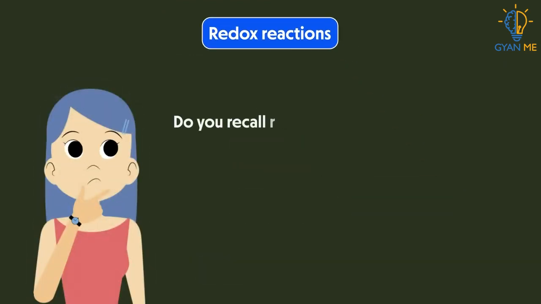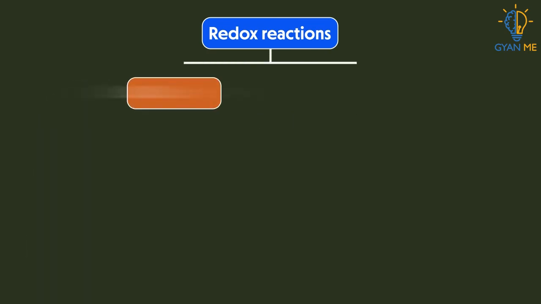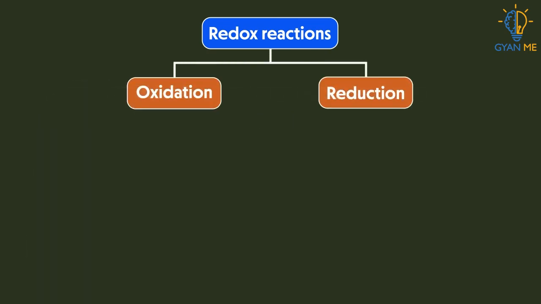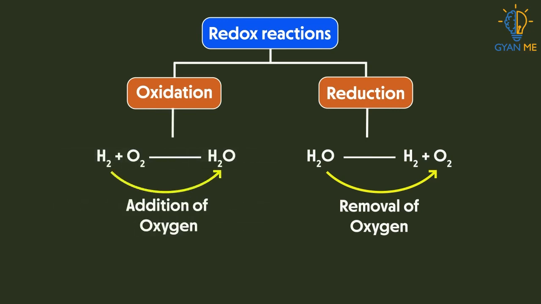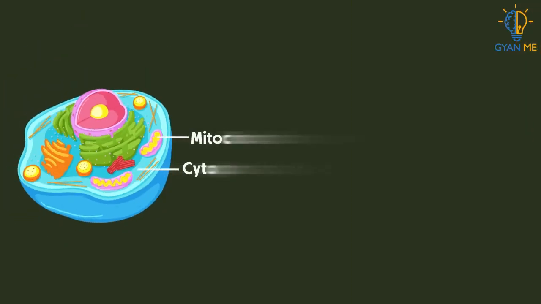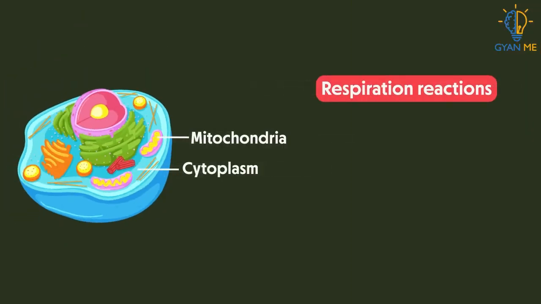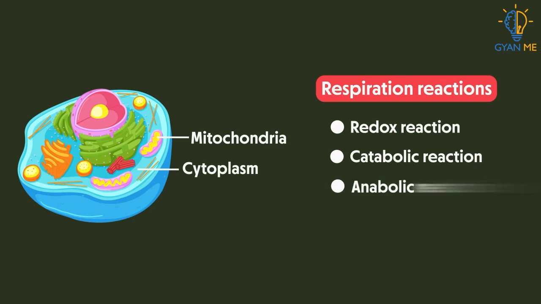Students, do you recall redox reactions? They are the set of reactions where oxidation and reduction happen simultaneously. You have already studied that a reduction reaction involves removal of oxygen and an oxidation reaction involves addition of oxygen during reactions. So let us see where all these respiration reactions, that is redox reactions or catabolic or anabolic reactions, take place.